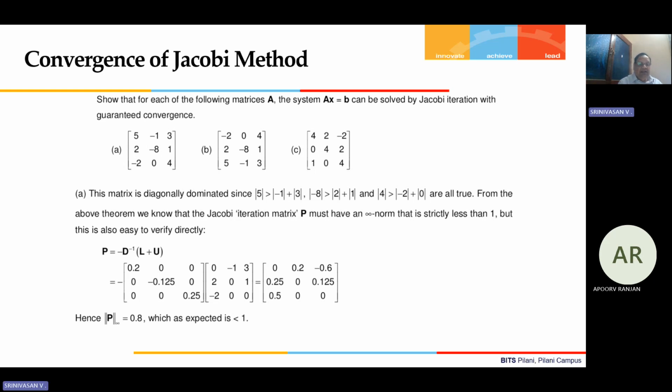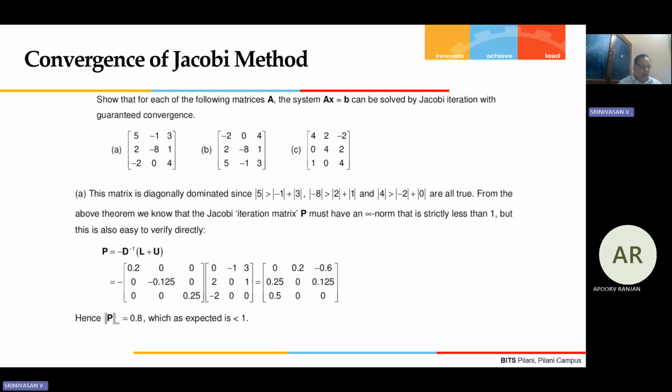I have found the same thing. So it is 0.2, 0, 0, 0, minus 0.125, then 0, 0, 0, 0.25, into L plus U. L plus U you can easily find out.